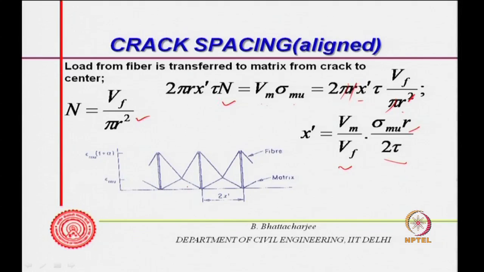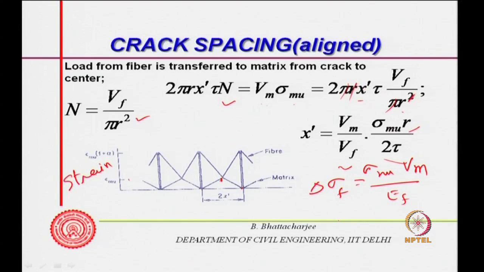The strain would actually vary in this manner. How? Here the matrix strain is 0, then it reaches at the center epsilon mu, and then again it comes back to 0. So actually now the fibers will be additionally stressed. We have seen the additional stress, which we said was delta sigma f equals sigma mu V m divided by E f. That is the additional stress that we will take into account.